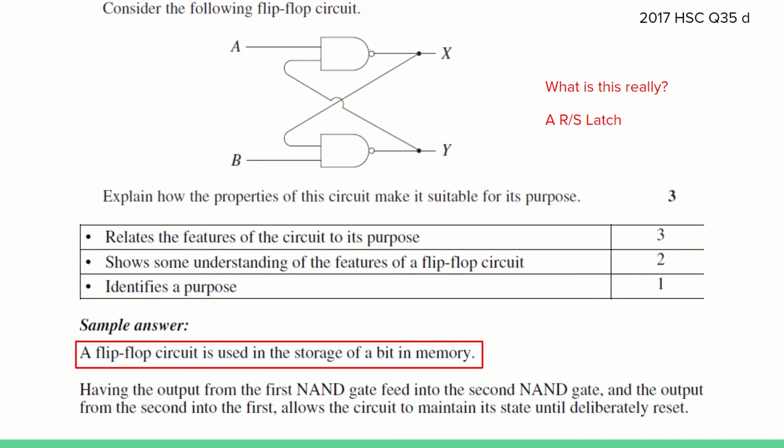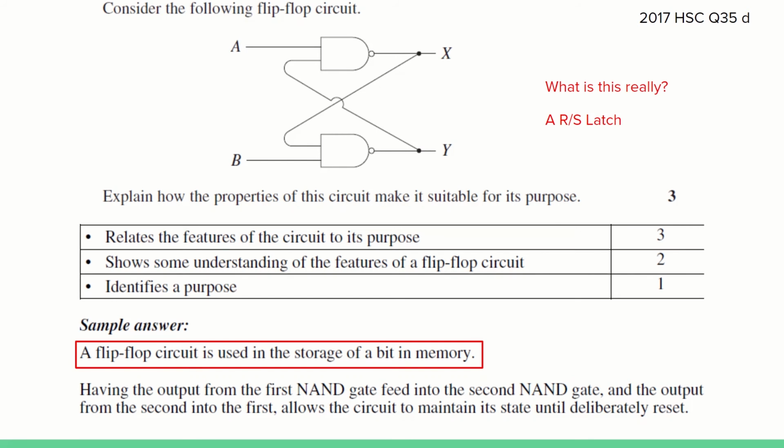Okay, the main thing that we're looking for is a flip-flop holds a bit of data. Okay, that would be its main thing. That is 1 mark. Okay, now you need that second sentence to get those 2 or 3 marks. You're giving an explanation saying the first NAND gate goes into the second NAND gate. Okay, and then this allows it so it can maintain a state until it's deliberately reset.